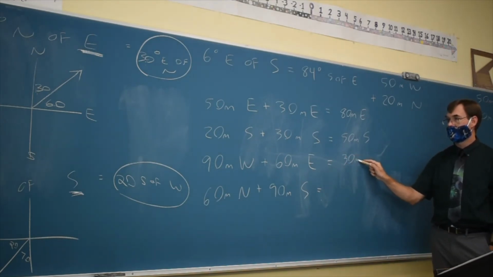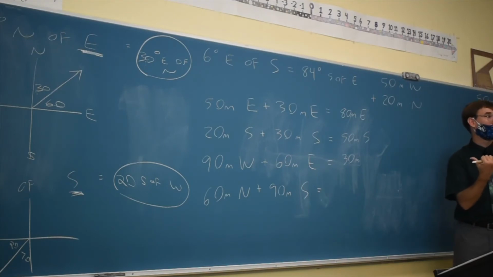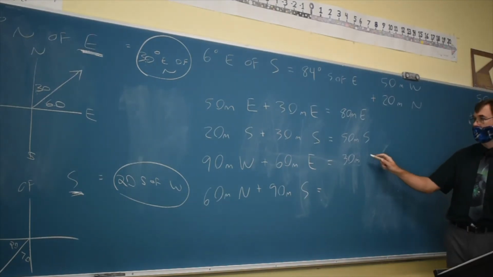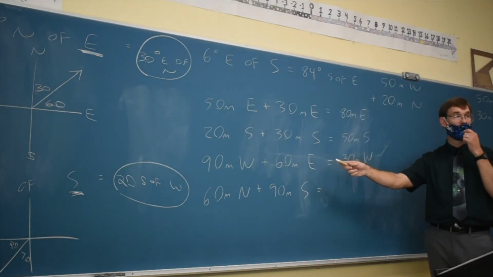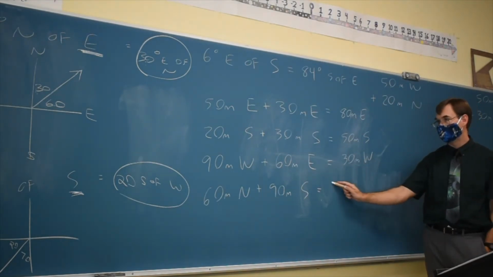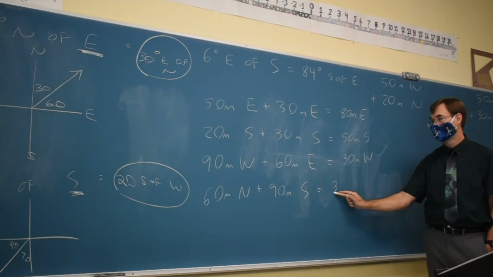Agree. Because when you have all opposing directions, we're going to subtract them. And the winner is, how do you know who the winner is? Bigger number. So here's another somewhat easier one. 30 meters south.